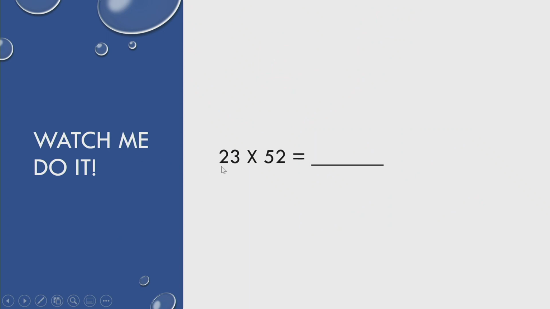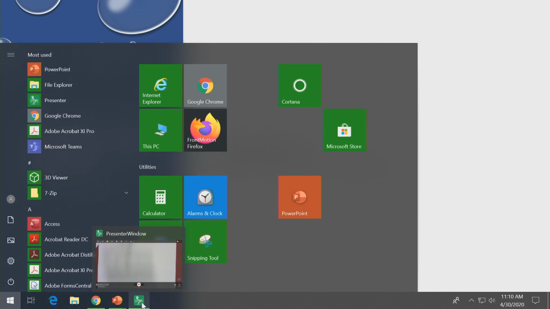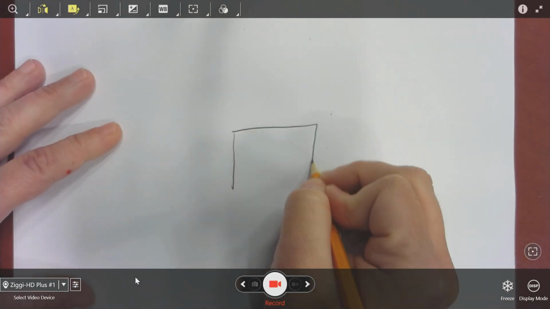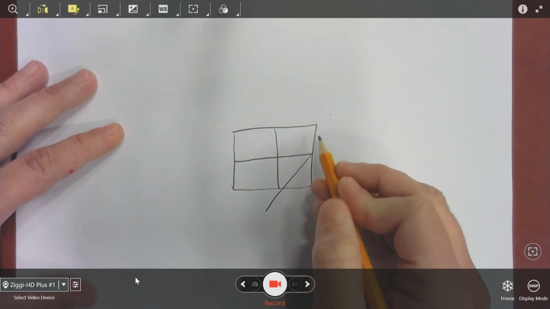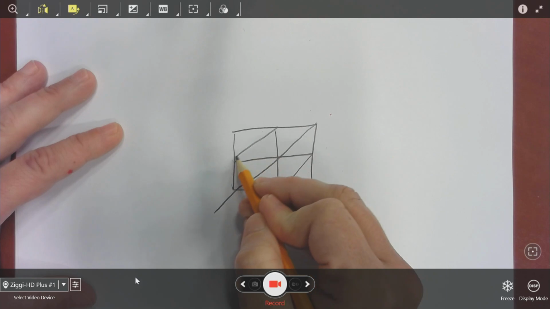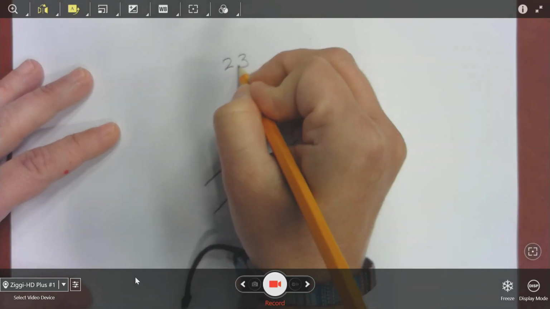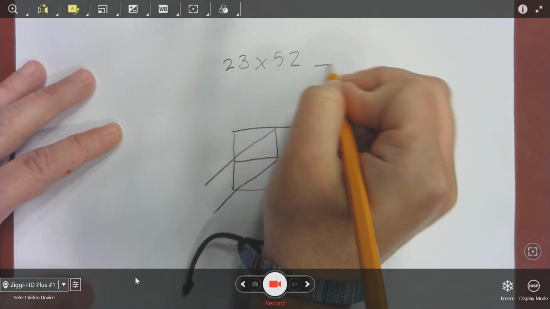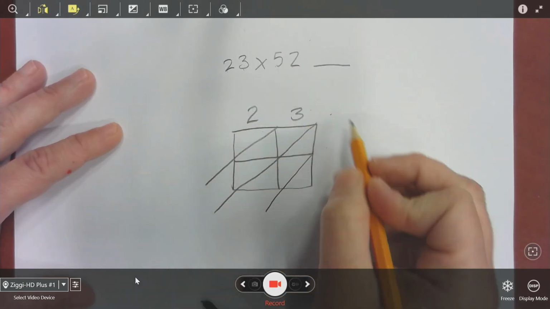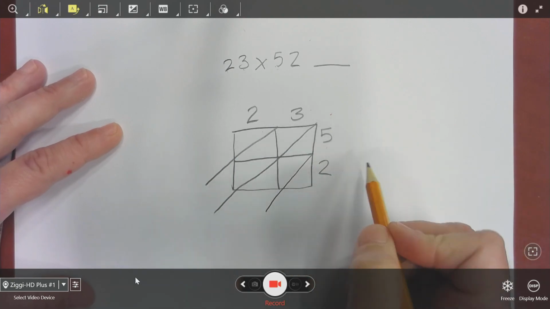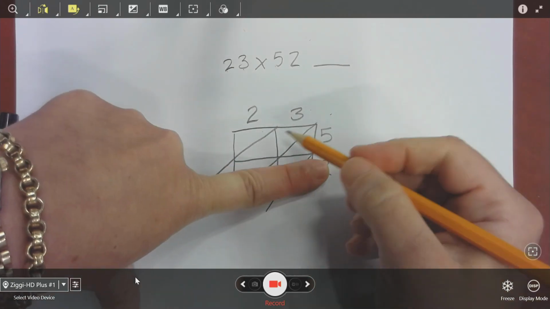Let's do this problem right here, 23 times 52. You don't need to write a thing down. All you need to do is watch, and I'm going to do this one for you, and then we'll try one together. So draw my window. Draw my water slides. And we had 23 times 52. Tens, ones, tens, ones. 23, 52.